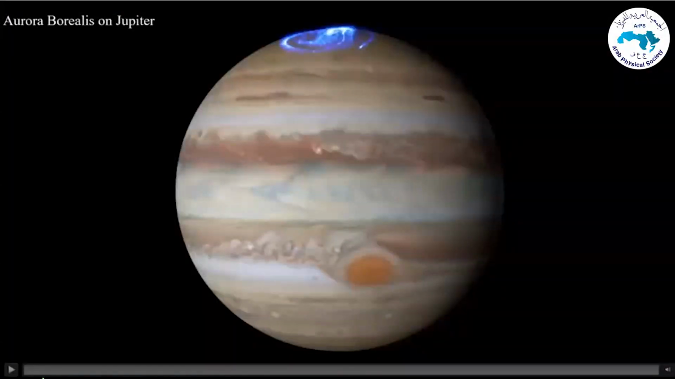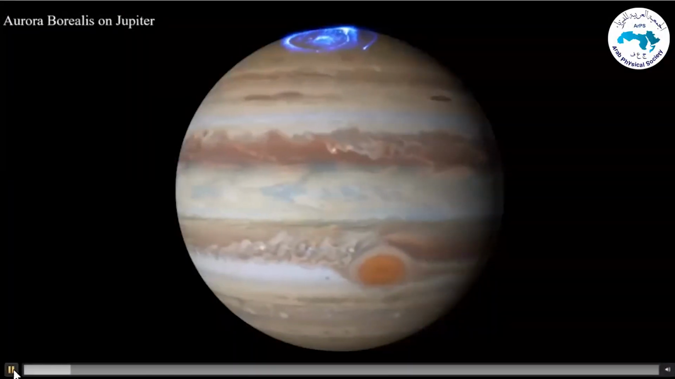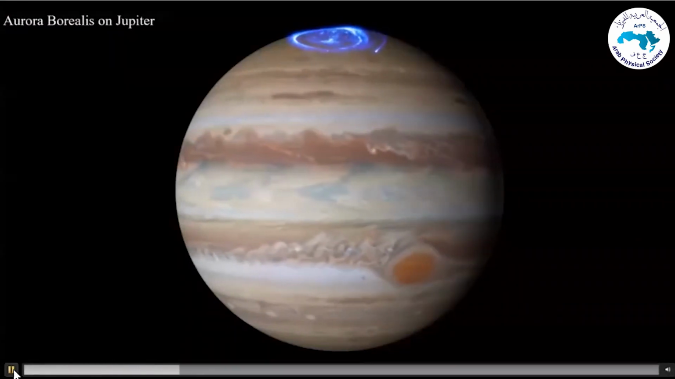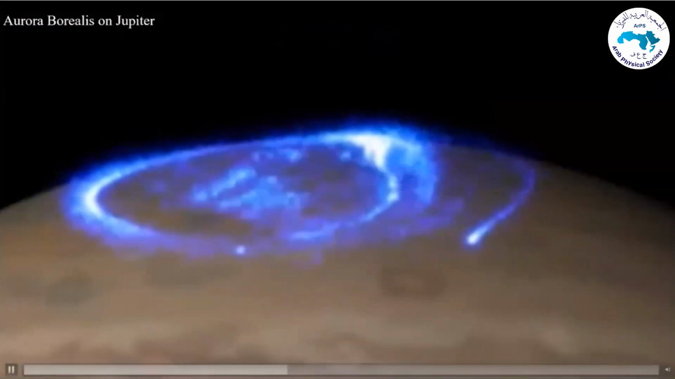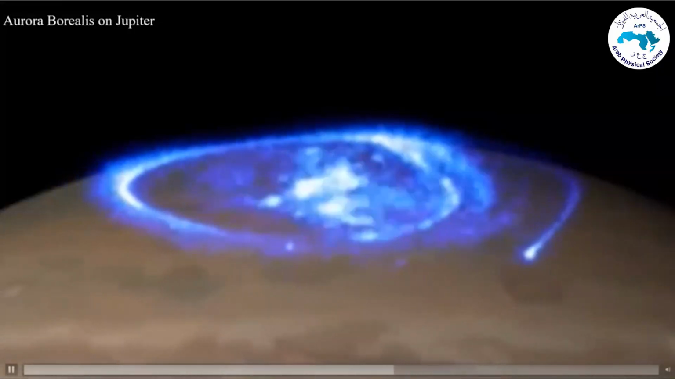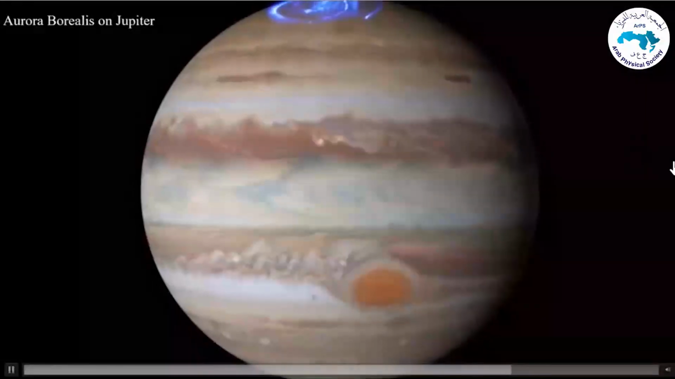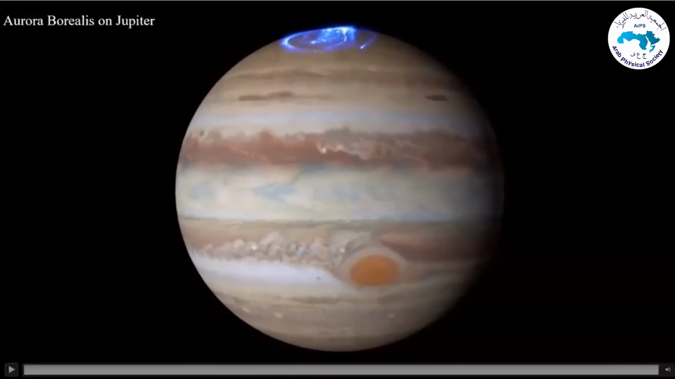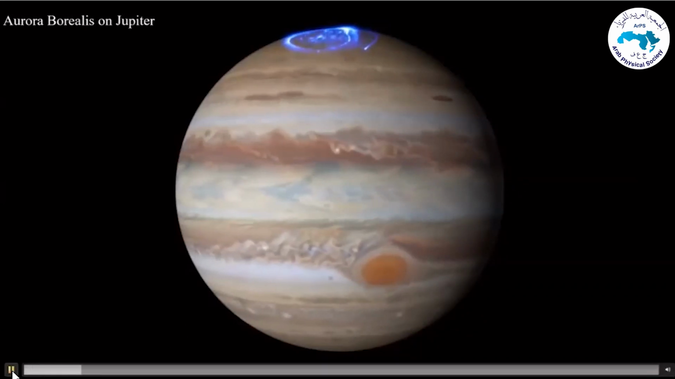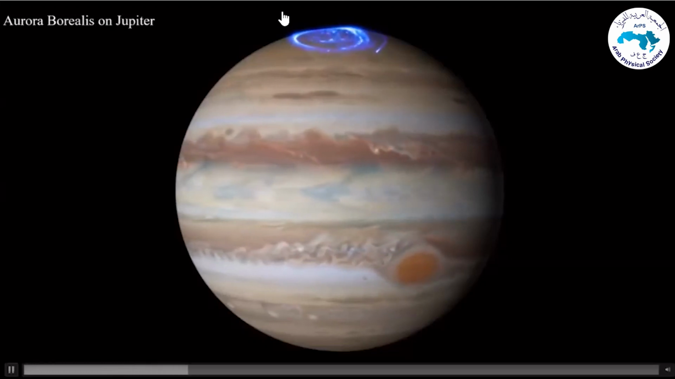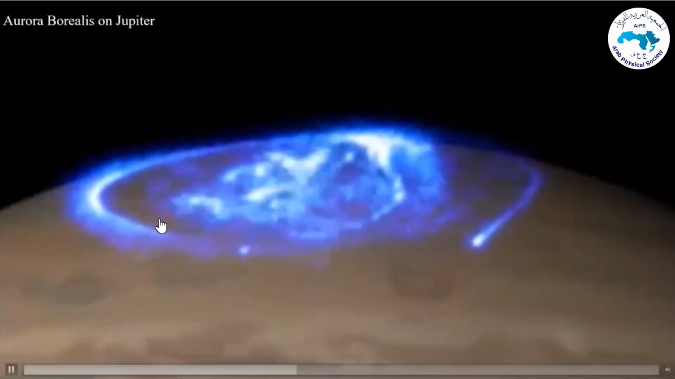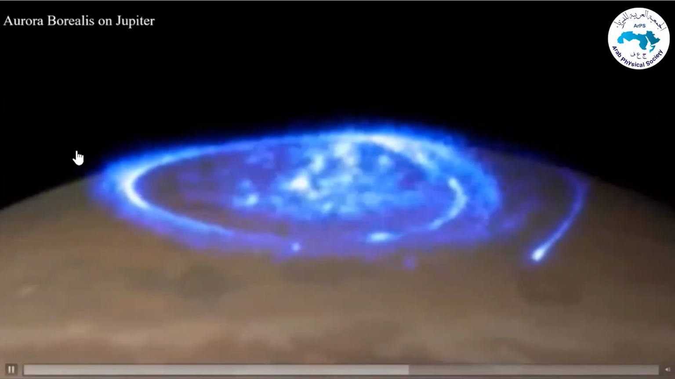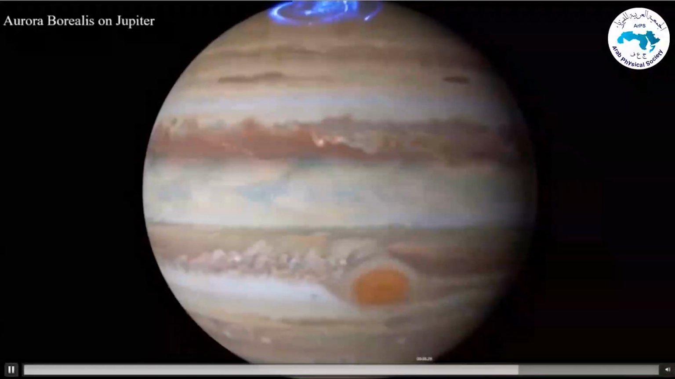Just to mention that northern lights don't only exist on Earth, but this is one on Jupiter. You can see that they also give us some idea about the magnetic field structure on Jupiter, where you have a North Pole, and you can see these aurora borealis occurring on Jupiter. So this is very important.